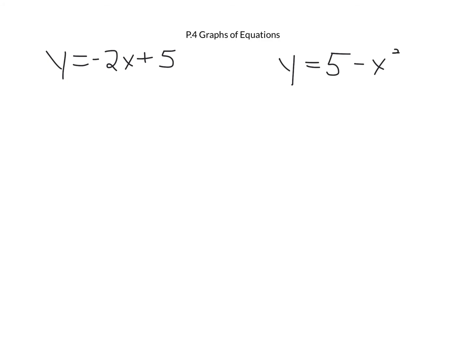All right, P4, graphs of equations. I'm going to start by graphing these two equations right here. Your textbook and your homework will have some problems where you're going to have to set up a table, and what they wanted you to do is they'll give you values that might help you graph, like x, y, you might have -2, -1, 0, 1, 2.